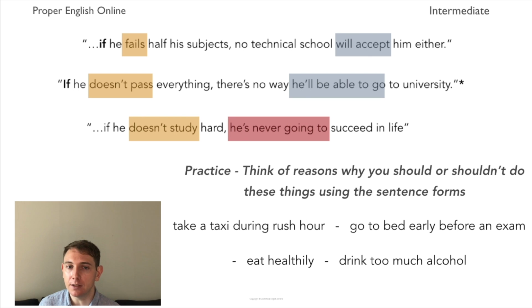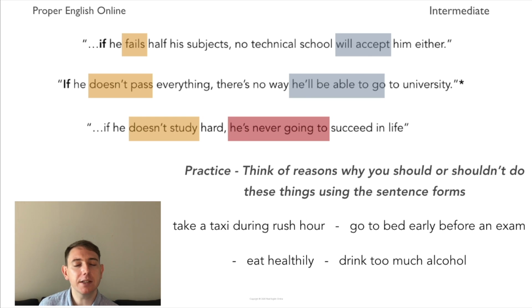Now, eat healthily. I'm going to say should. Why should you eat healthily? Well, you should eat healthily because if you eat healthily, you'll be healthier. That's one thing. Your body will be healthier. Maybe you'll live longer too. You'll have a longer life.